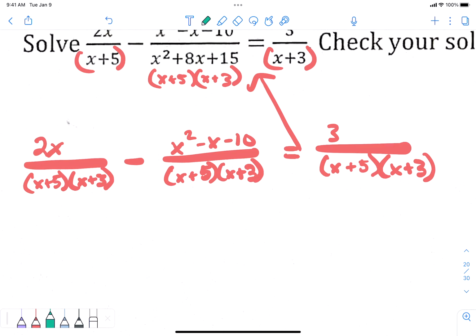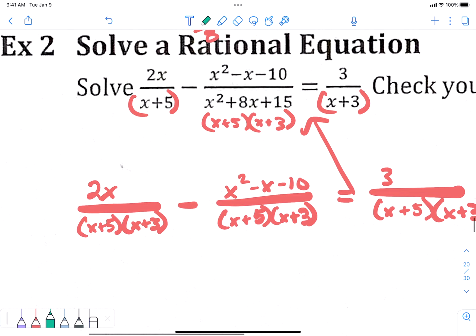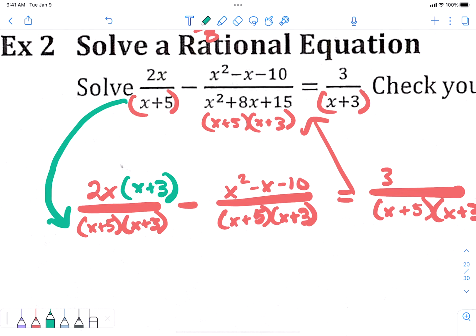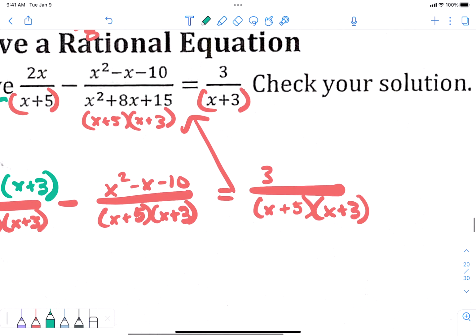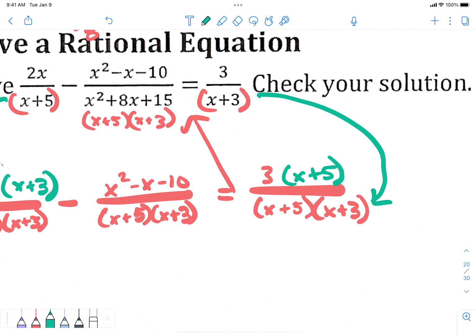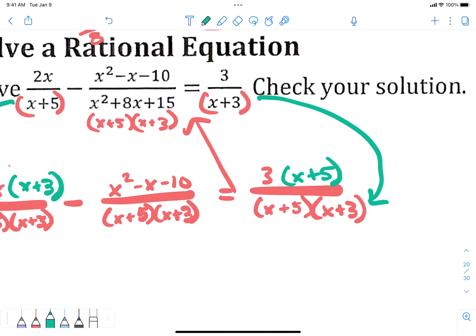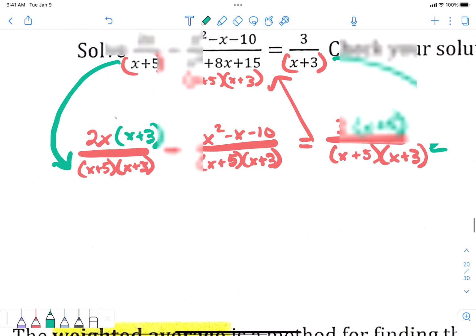All right, are we ready? Okay, let's compare. Looking at the first part, x plus 5 is what he has. He needs an x plus 3. The middle one, look at what he has and what he needs. Nothing. He doesn't need anything. What about the x plus 3 is what he has? He needs an x plus 5. He has an x plus 3, right? Okay. All right. My favorite part.